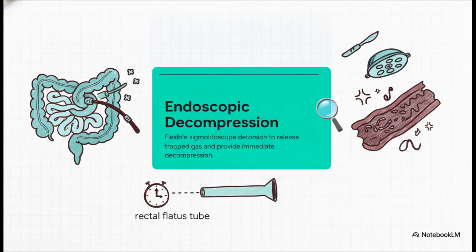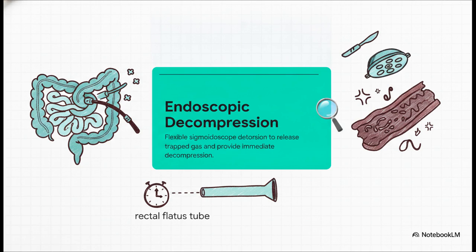The right move here is option C, endoscopic detorsion and decompression. For an acute sigmoid volvulus, using a flexible sigmoidoscope is key. It allows you to actually pass right through that twist, release all that trapped gas, and immediately decompress the bowel. Now, here's a crucial exam pearl. After you decompress, you've got to leave a rectal flatus tube in place for at least 24 hours. Why? To act as a safety anchor and prevent recurrent torsion.